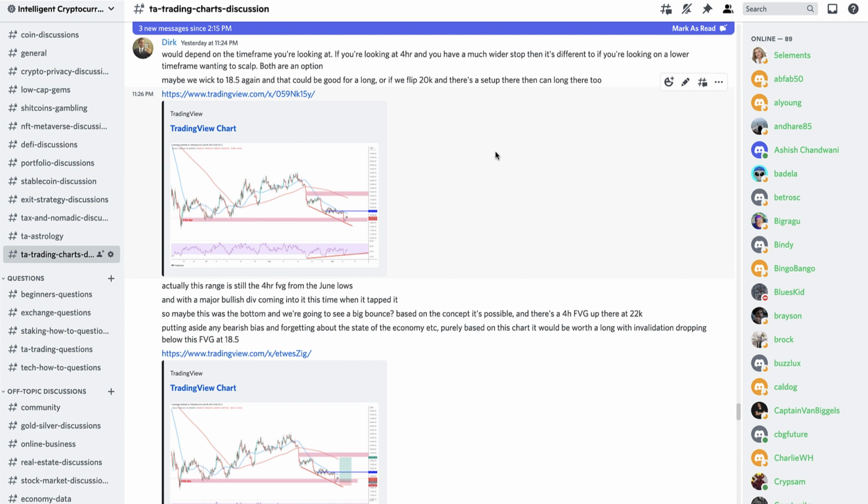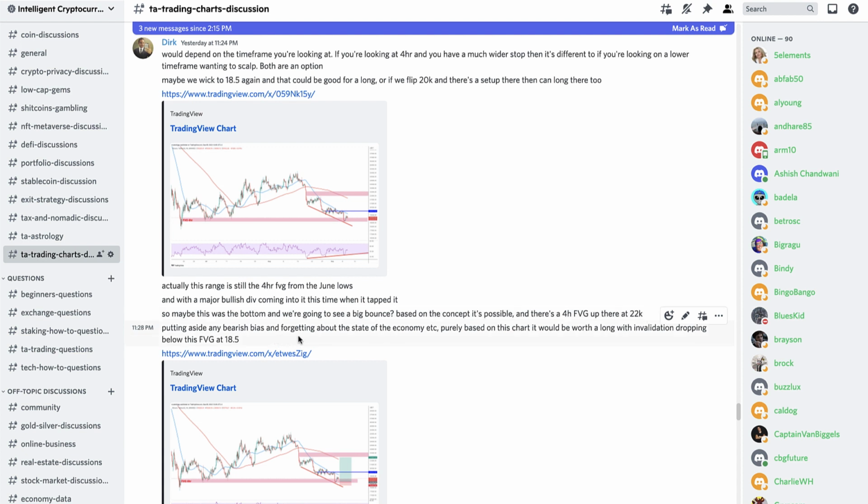So basically, I shared this in real time. I shared this bullish divergence. I actually said here, so actually this range is still in the 4-hour fair value gap from the June lows. Major bullish divergence coming into it this time when we tapped it, so maybe this was the bottom. We're going to see a big bounce. Based on the concept, it's possible. There's a 4-hour value gap up there at 22,000, which would then potentially be the target.